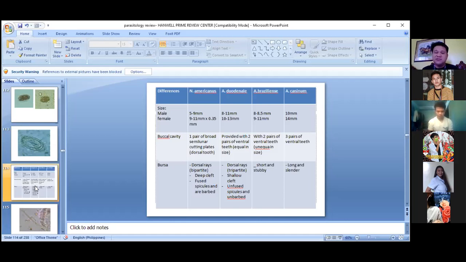Now let's proceed to the bursa. The bursa is the fan-like structure which I was reiterating a while back. Okay, so what do you expect inside the bursa? Okay, naintindihan? Anong nakikita mo sa loob ng bursa?